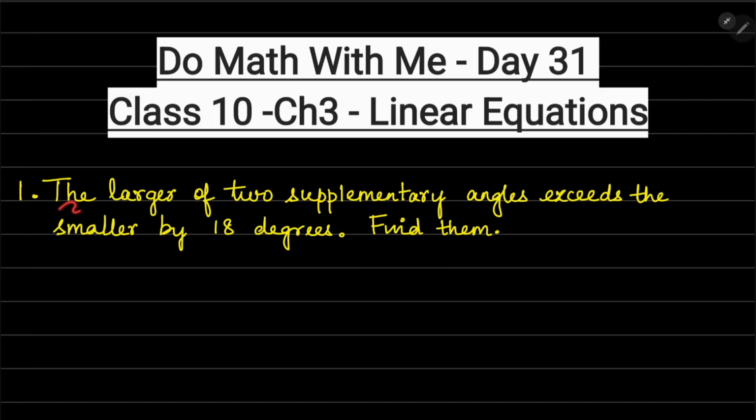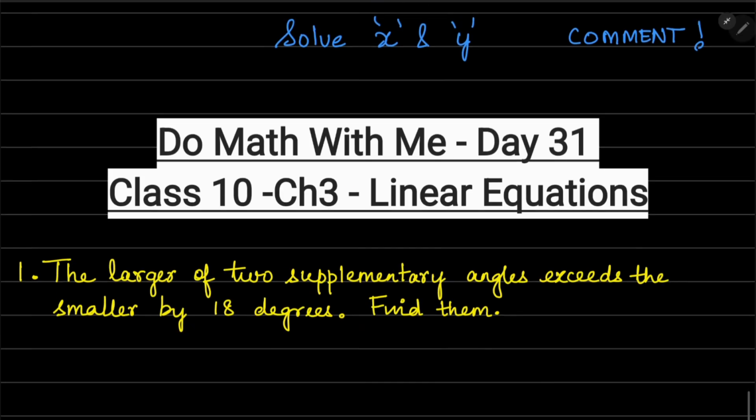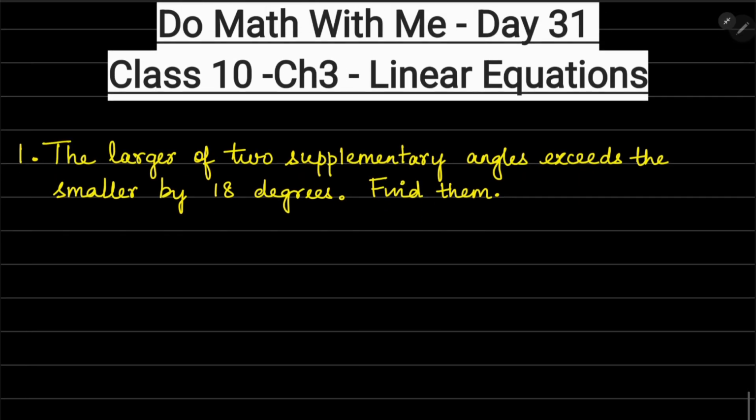So the first question for the day is: the larger of two supplementary angles exceeds the smaller by 18 degrees. Find them. That means there are two angles and both are supplementary to each other, right? Supplementary means that the sum of the two angles is equal to 180 degrees. This is what it means when you say supplementary angles.